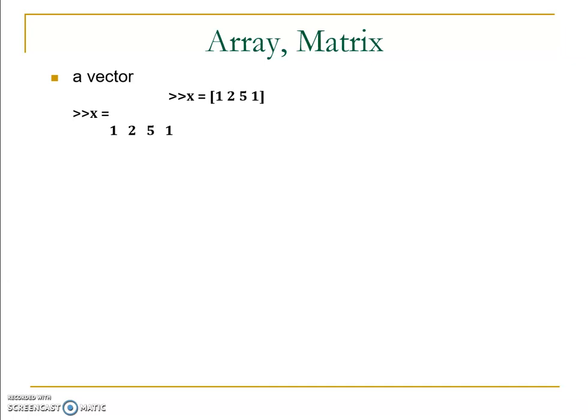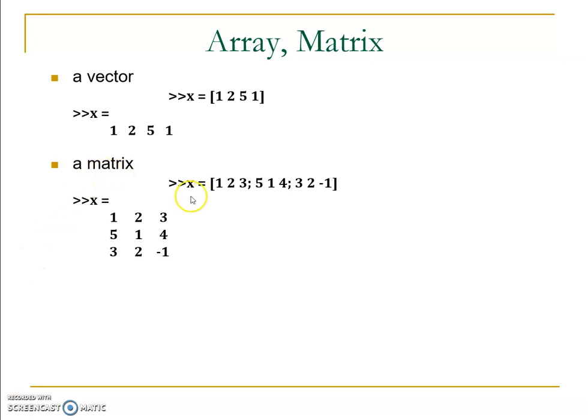Now let's see how to write a matrix. Let's assume it as x is equal to 1, 2, 3, a semicolon, 5, 1, 4, a semicolon, and 3, 2, minus 1. The semicolon separates the rows, and so when we execute it, we get a matrix of 3 columns and 3 rows. That is a matrix of 3 by 3, which is 3 rows and 3 columns.